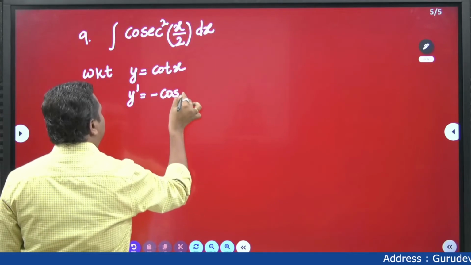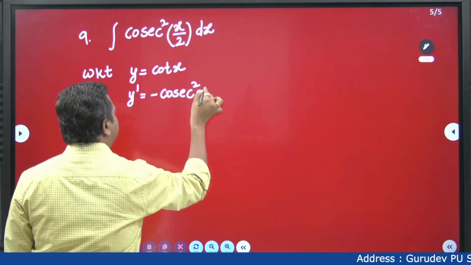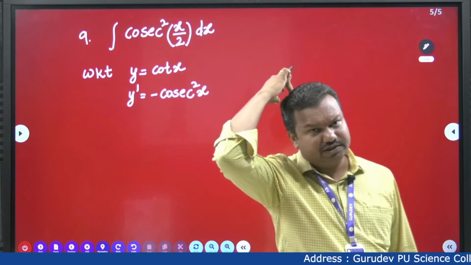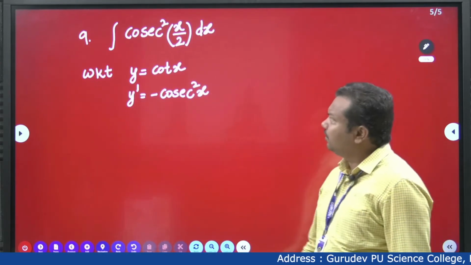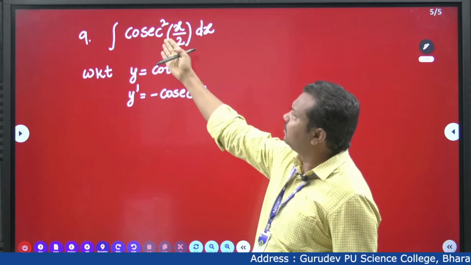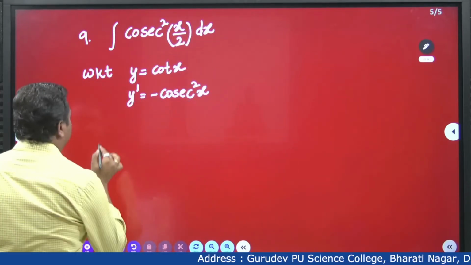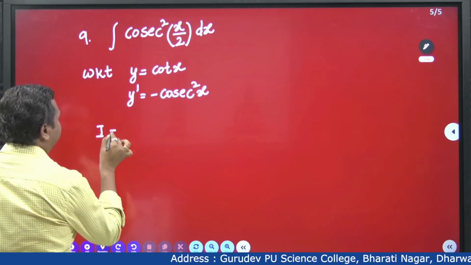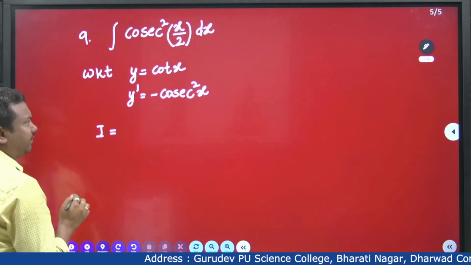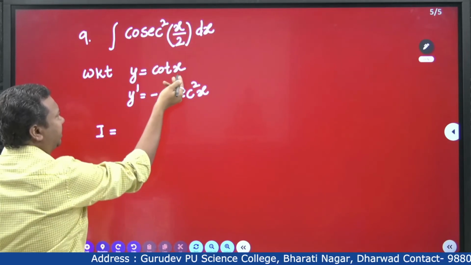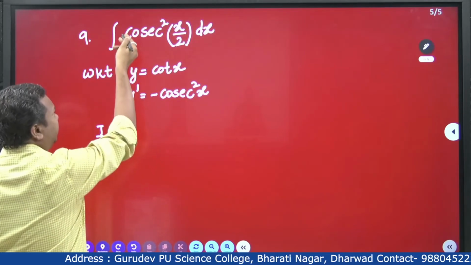Minus cosecant square x. Clear? What is the differentiation of cot x? Minus cosecant square x, isn't it? Don't you think it follows the same method? We have cosecant square x by 2. You can solve it in a one-line solution. How will you solve this question? If you observe carefully, suppose I had cosecant square x, my answer would be directly cot x, right? But we don't have minus here.